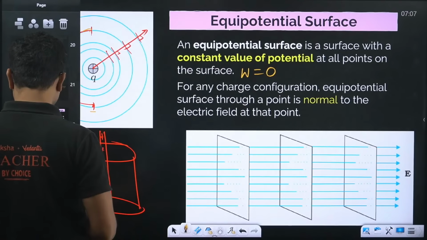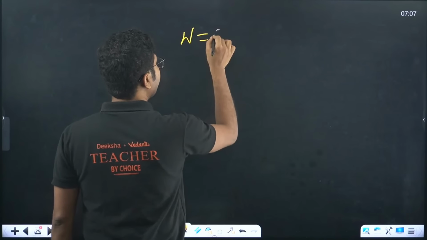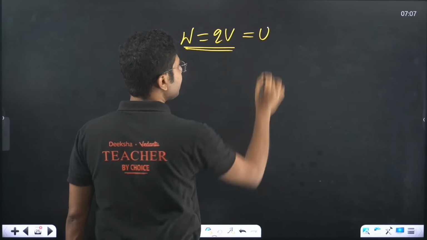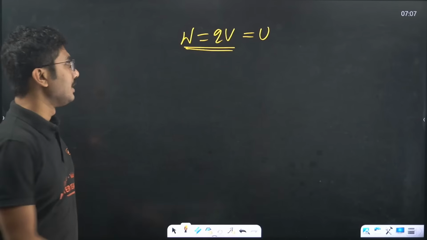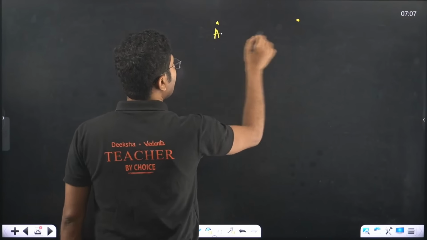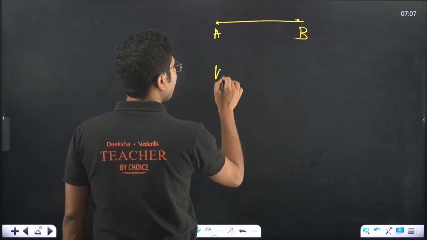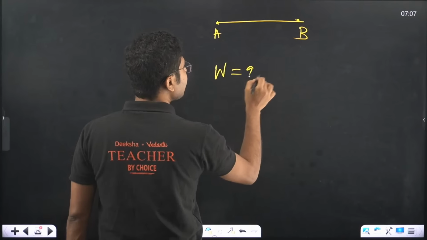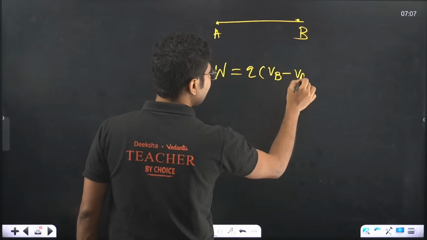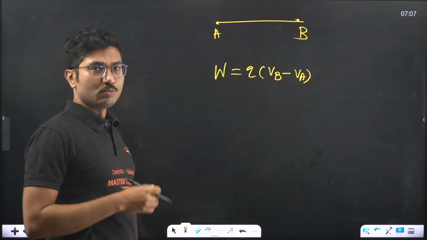What is the formula for work done by a single charge? Work done is basically Q into V. This is also the formula for potential energy. And if there are 2 points, suppose point A and point B, and you are moving a charge from A to B, then the work done is charge into potential difference, final minus initial. That is the work done to move the charge.